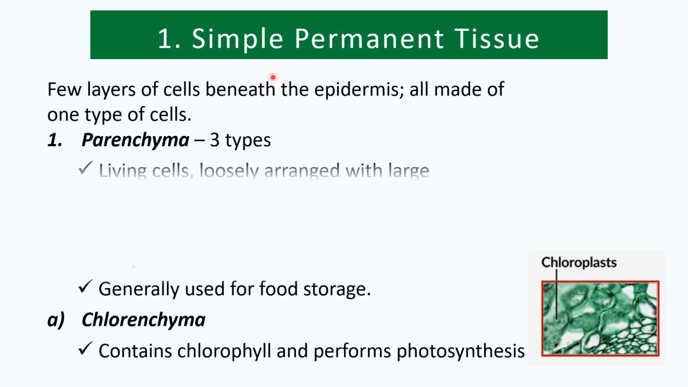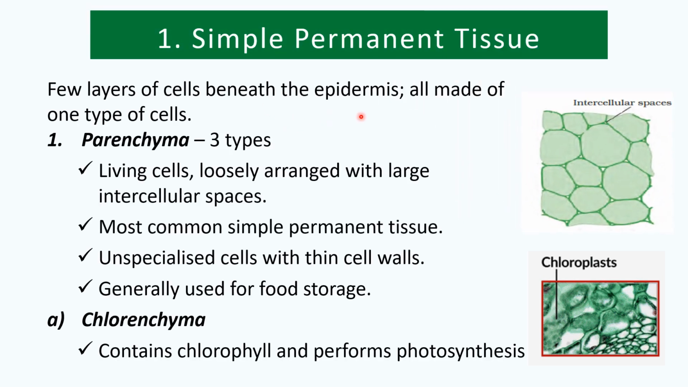So now just below the epidermis, a few layers of cells are all made up of the same types of cells. Okay, and they are known as simple permanent tissue. So simple permanent tissue has got three different types of cells. The first one is parenchyma, which is further categorized into three subtypes. But in general, all the parenchyma cells are the most common simple permanent tissue.